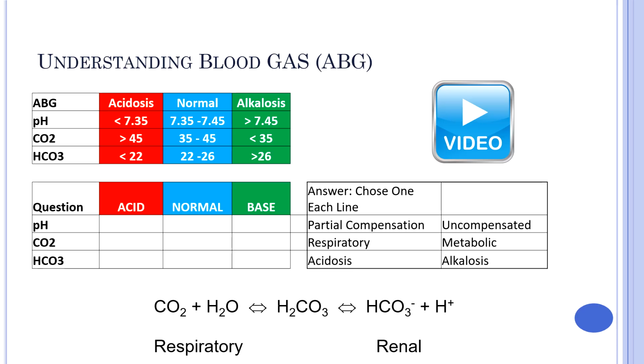So if the pH was 7.30, you would write the pH under acid on the patient results. And then if the carbon dioxide was 46, you would put that right under the acid also. And then say the bicarbonate was 27, so you'd put that in the bottom right corner under base. And that would help you determine whether it was a respiratory problem or a renal problem.